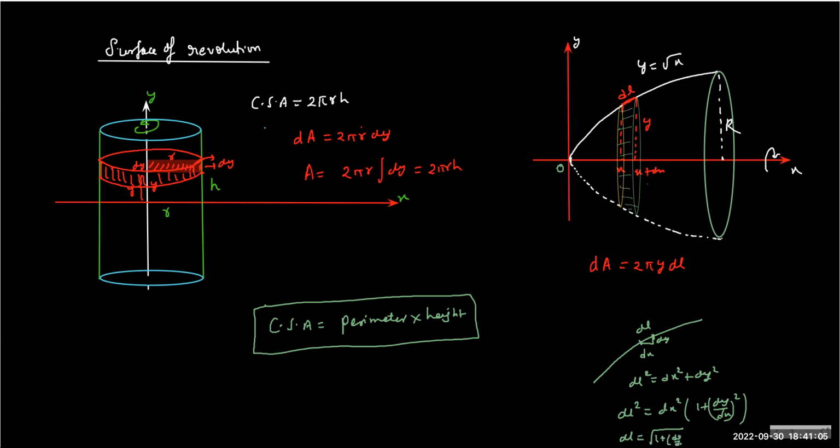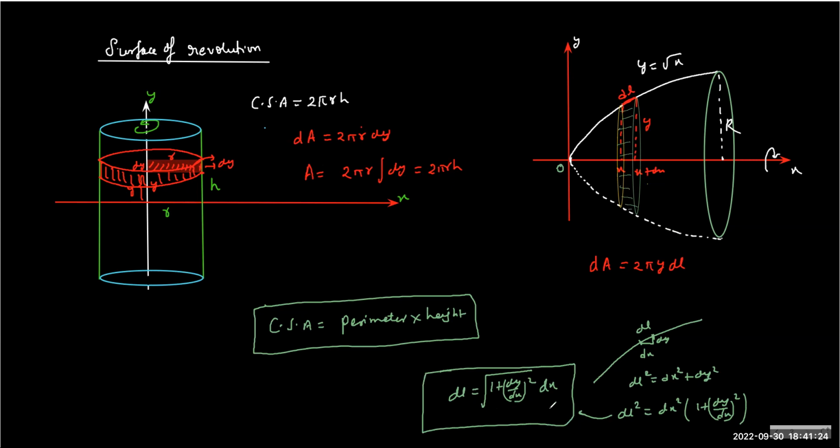Okay, I don't have space here. I'll write somewhere else. So dl we can write as the root of 1 plus dy by dx whole square, into dx. Understood? Is it very difficult? The answer is no. This is simple Pythagoras. So to get the slant length, this is the trick. And therefore, this area becomes 2 pi y dl.